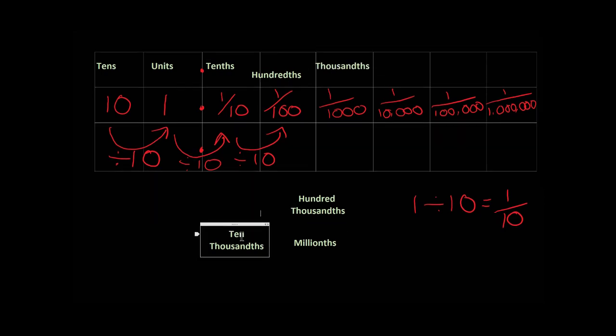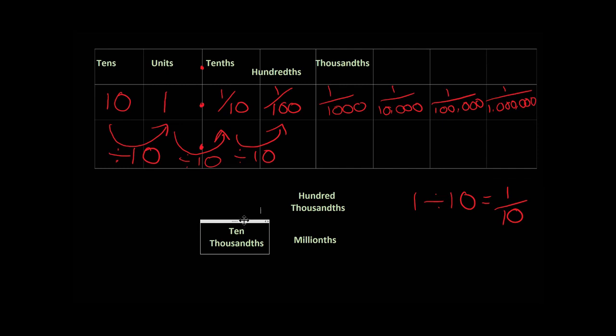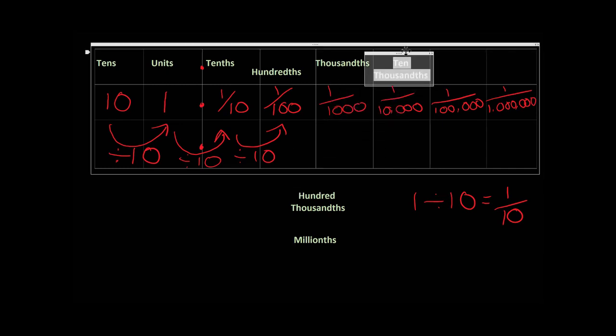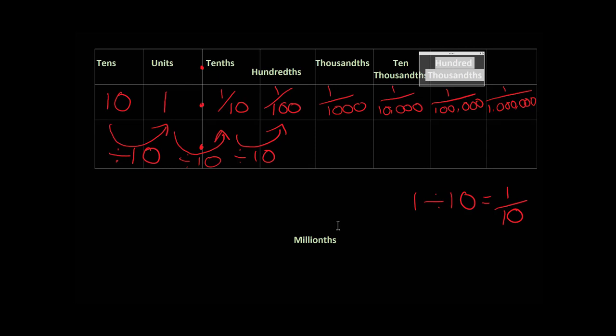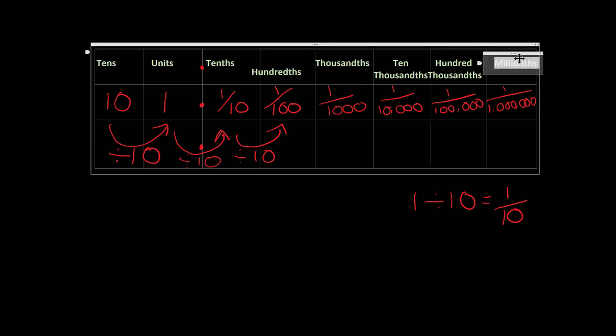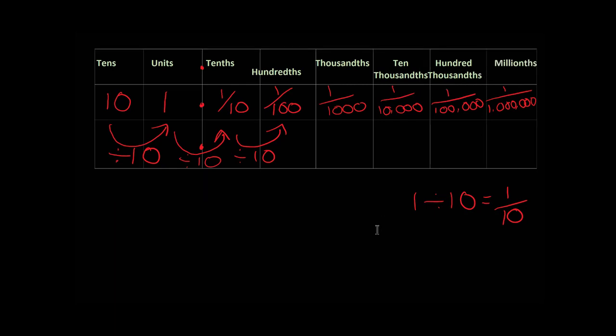Hopefully you're familiar enough to know that that TH ending means that we're dealing with fractions. So if you're talking to people or if you're reading questions about place value, you need to be really careful about noticing the endings of these words, because that's the difference between being on the whole number side and being on the decimal side of the place value.